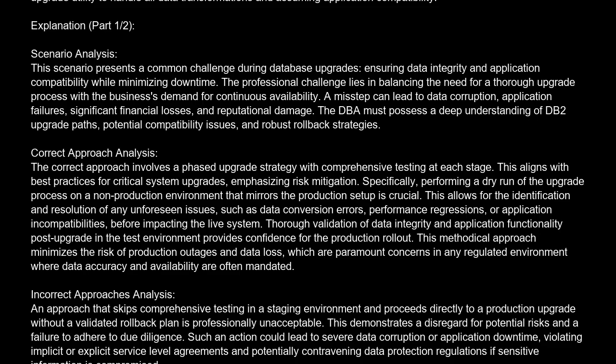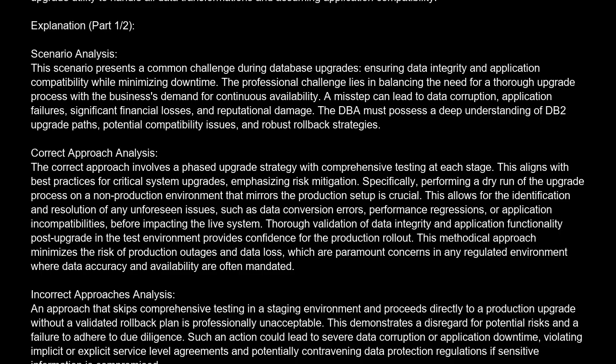Incorrect approaches analysis. An approach that skips comprehensive testing in a staging environment and proceeds directly to a production upgrade without a validated rollback plan is professionally unacceptable. This demonstrates a disregard for potential risks and a failure to adhere to due diligence. Such an action could lead to severe data corruption or application downtime, violating implicit or explicit service level agreements and potentially contravening data protection regulations if sensitive information is compromised.